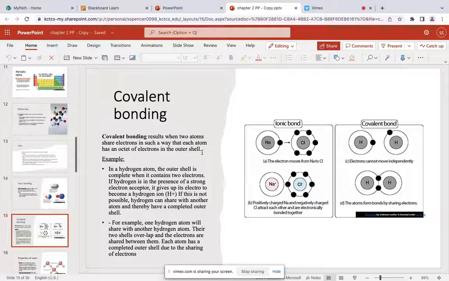So I say here, in a hydrogen atom, the outer shell is complete when it contains 2 electrons. If hydrogen is in the presence of a strong electron acceptor, it gives up its electron to become a hydrogen ion. If this is not possible, hydrogen can share with another atom, and therefore they've completed the outer shell. For example, one hydrogen atom will share with another hydrogen atom. Their 2 shells overlap, and so do their electrons. So you can see here H2, this is an example of a covalent bond. They equally share the electrons.